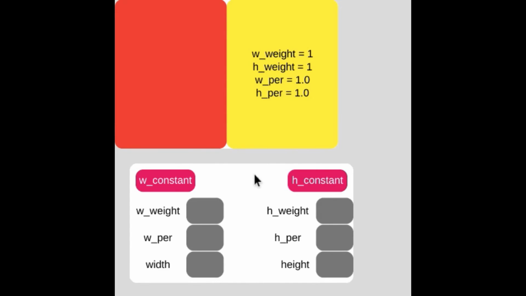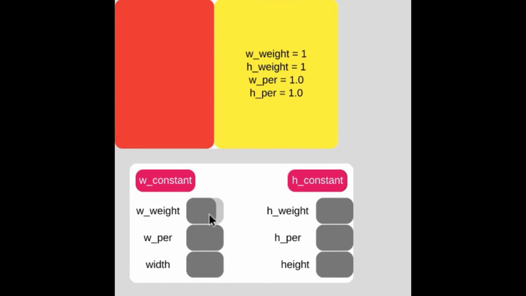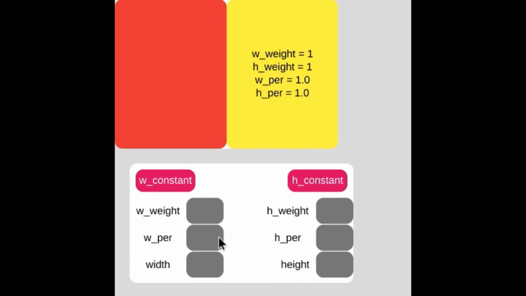Lastly, let's give you a demo. Here both W constant and H constant are false. Thus the width of the first cell is only affected by the W weight property, and the height is only affected by the H per value since no sibling is present in vertical direction. Now, if W constant is true, then the width of the first child is only affected by the static width property, and the height is still being affected by the H per value.